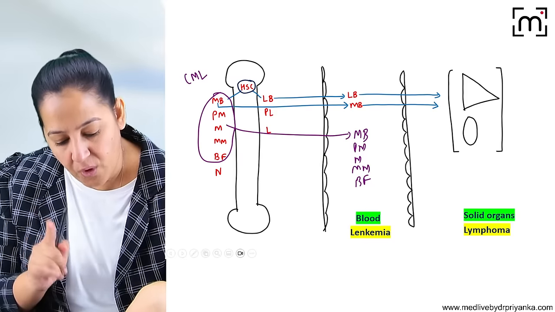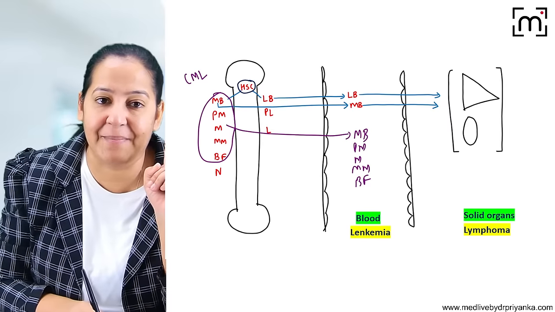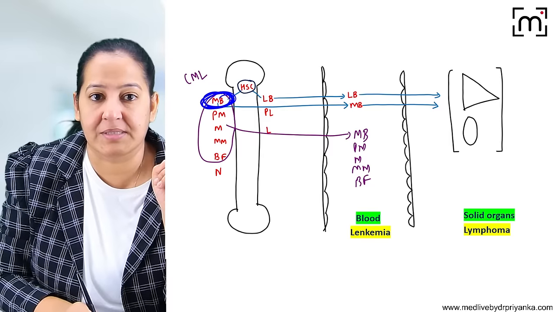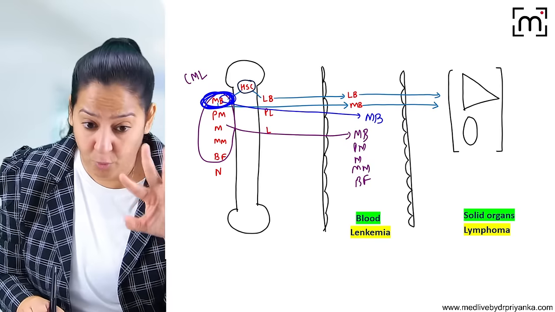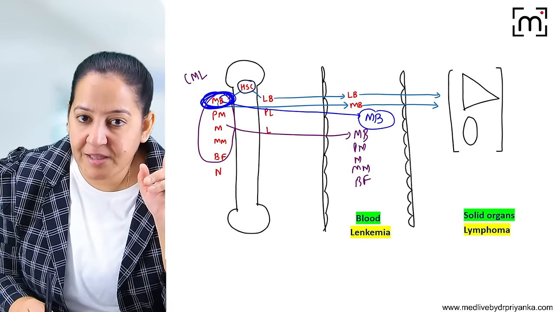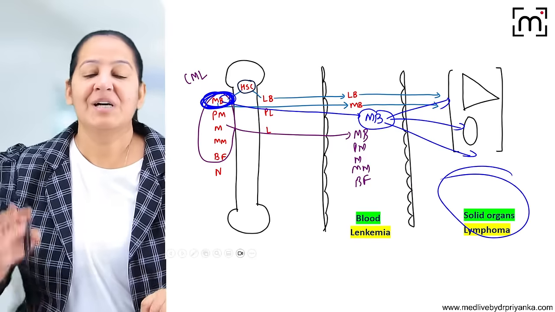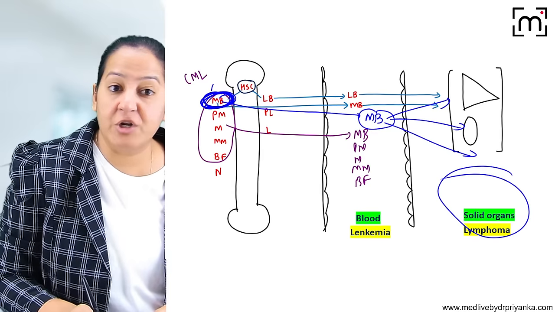Now, please understand what is happening in AML. In AML, only myeloblast is doing uncontrolled mitosis. And only myeloblast is coming in the blood. Others are not coming. And after coming in the blood, it infiltrates in various solid organs and produces chloromas. So this is a feature of AML but not CML.